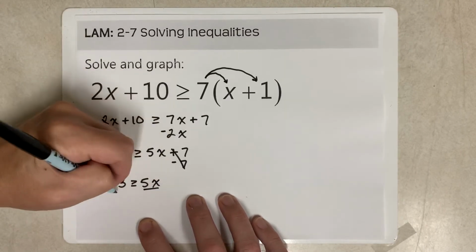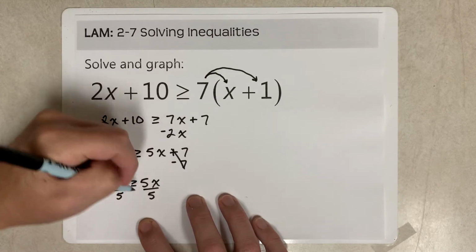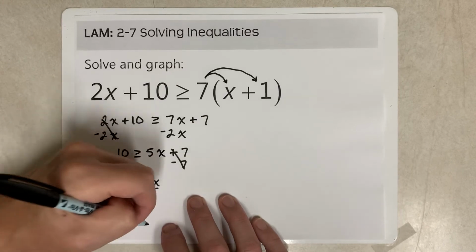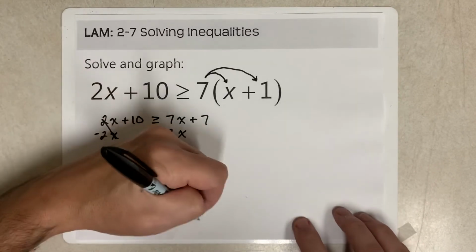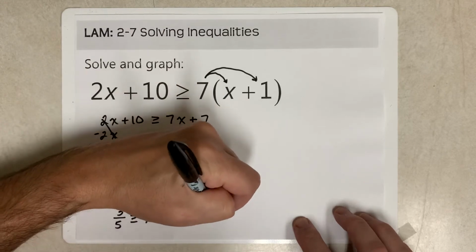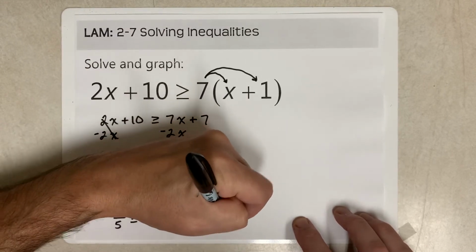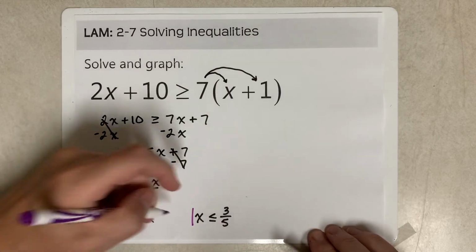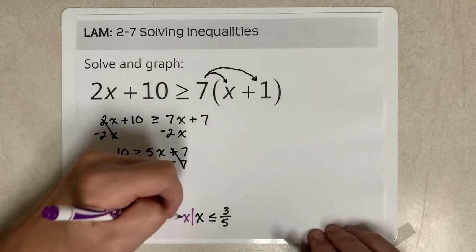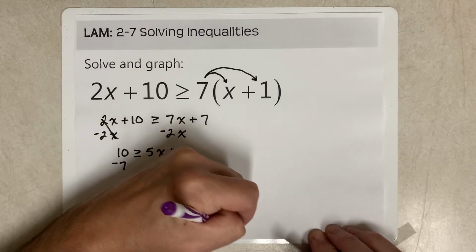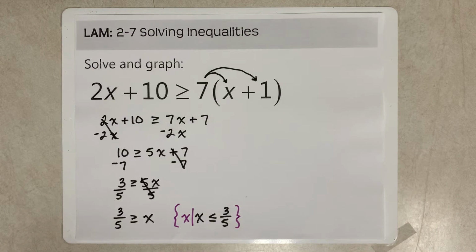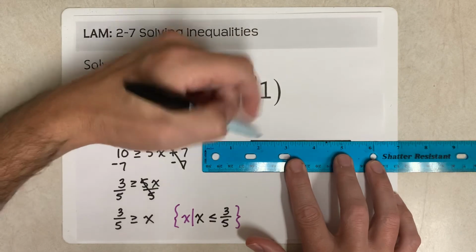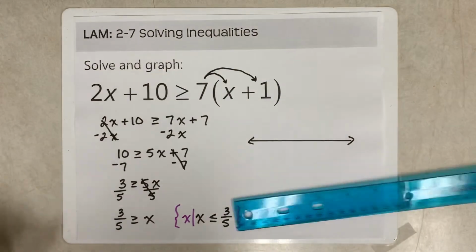And then we just divide by 5. And we got 3/5 greater than or equal to x. And so we twist all of that around, and that would be x less than or equal to 3/5. It's the same thing. And then we're going to turn that into some set builder. So you put your line there, put your x on the other side, curly bracket, curly bracket. So solution set for the graph. See what this looks like.